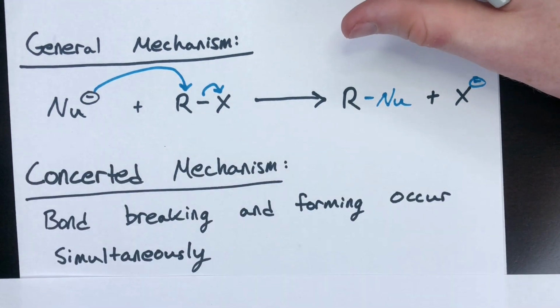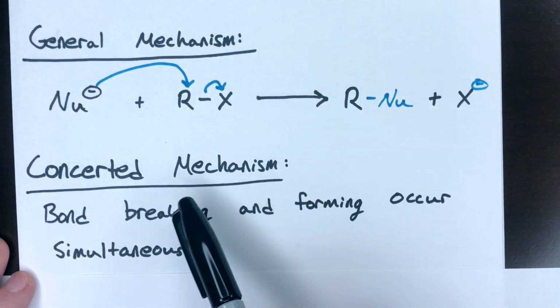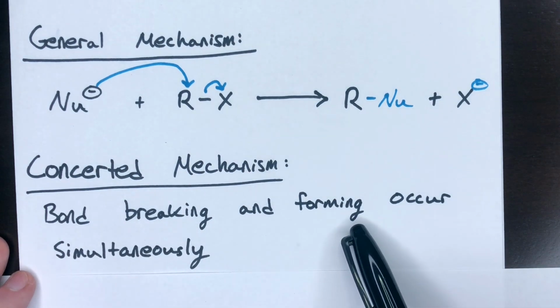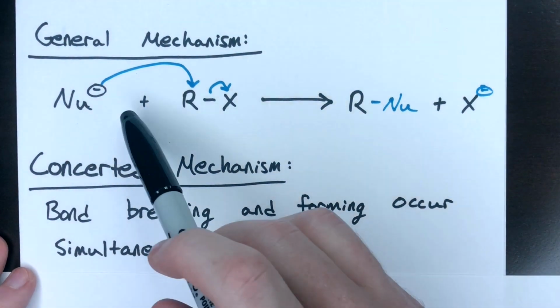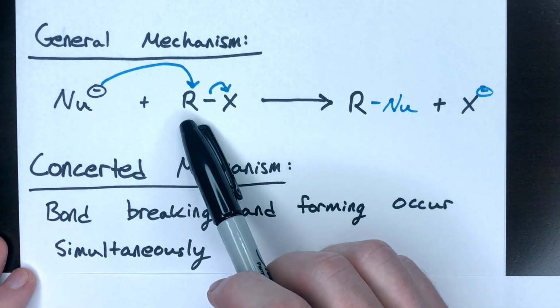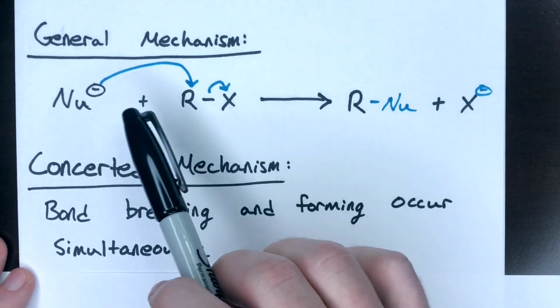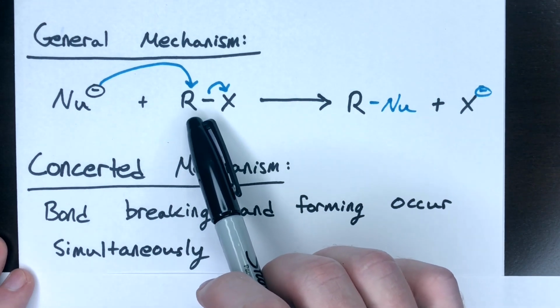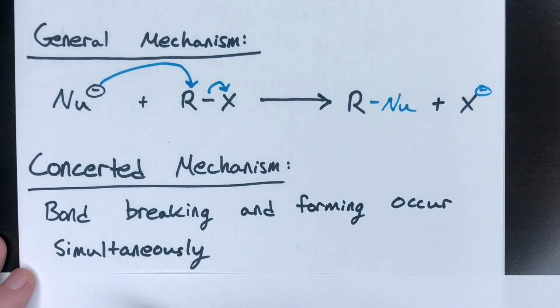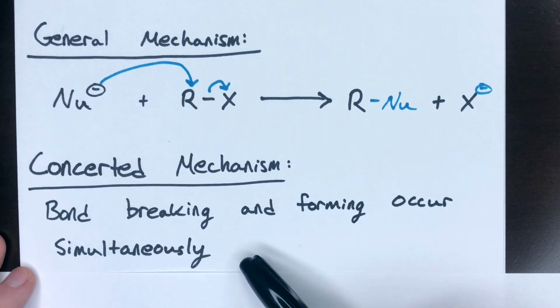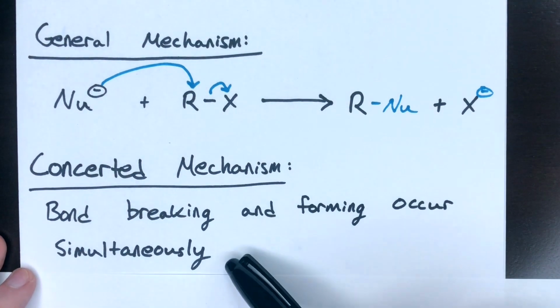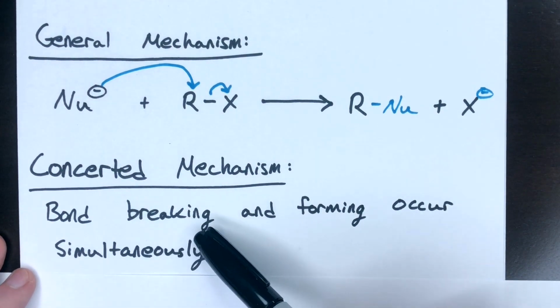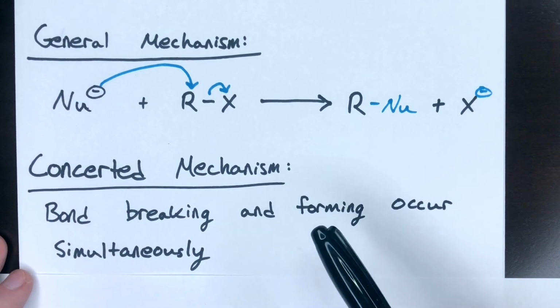So this mechanism is concerted, which means that the bond breaking and forming occurs simultaneously. So this nucleophile that's creating this bond at this R group occurs at the same time while this leaving group is breaking a bond at that R group. That's what we mean by concerted. You may also hear this called one step. This is what we mean by one step. The bonds are breaking and forming simultaneously.